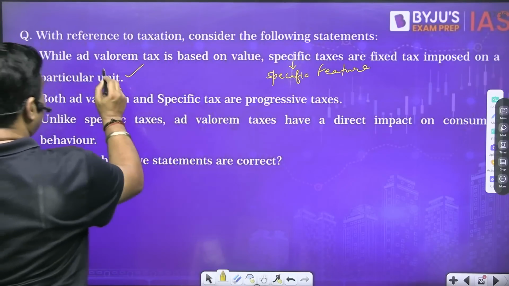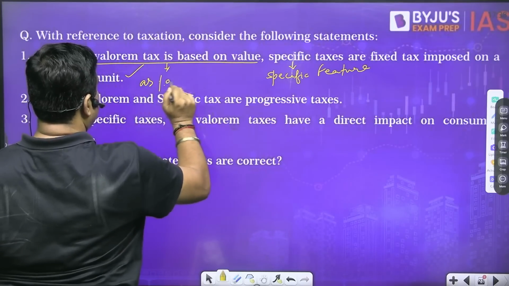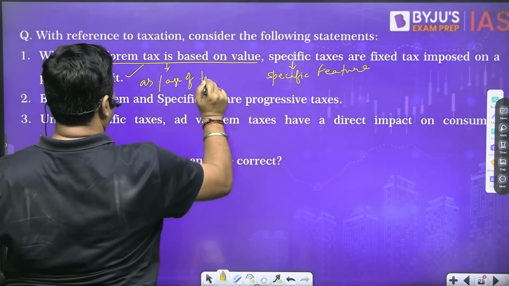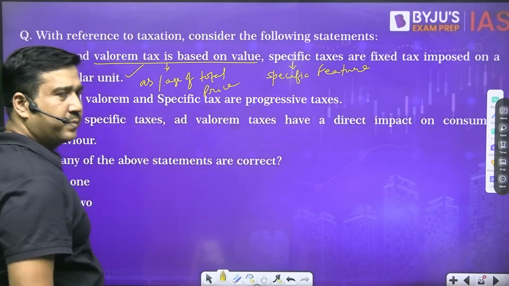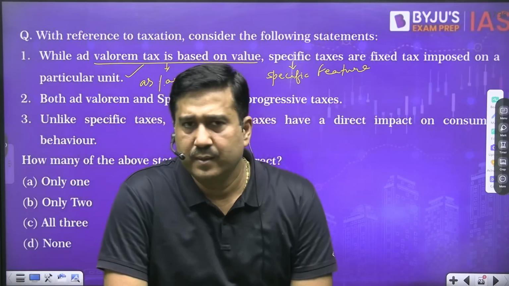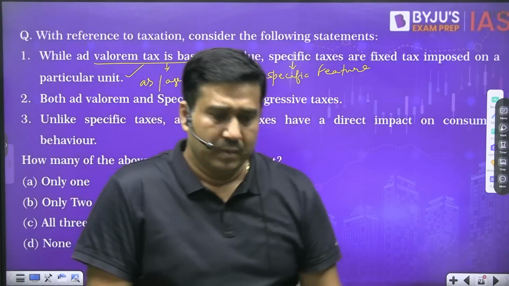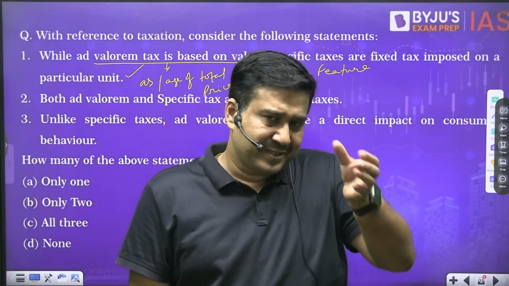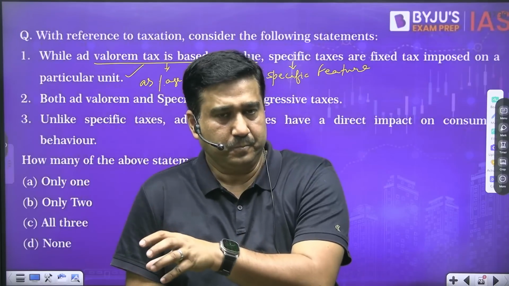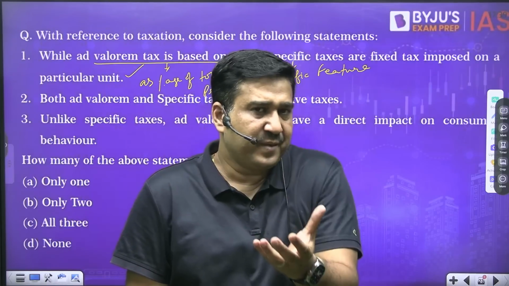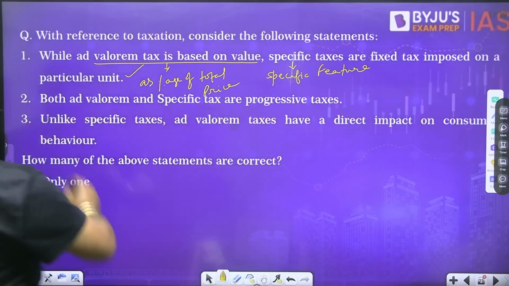Ad valorem tax means it is based on value, means as percentage of total price, like GST, ad valorem taxation, even income tax, ad valorem taxation. GST is levied as percentage of the MRP or the price of the product. That is ad valorem. Specific means based on specific features. So first statement is correct.